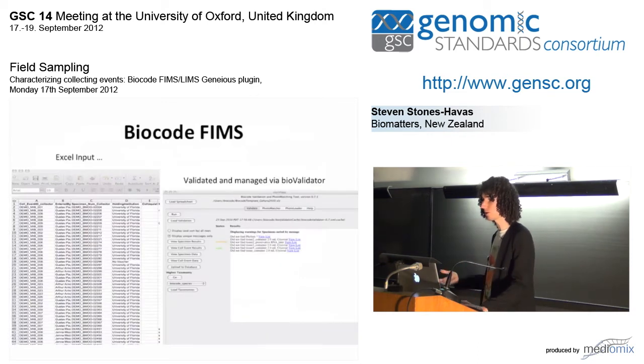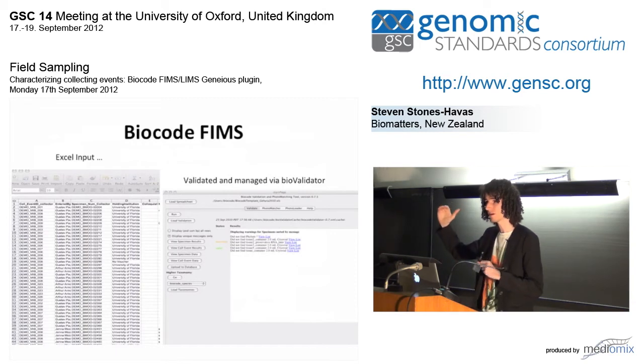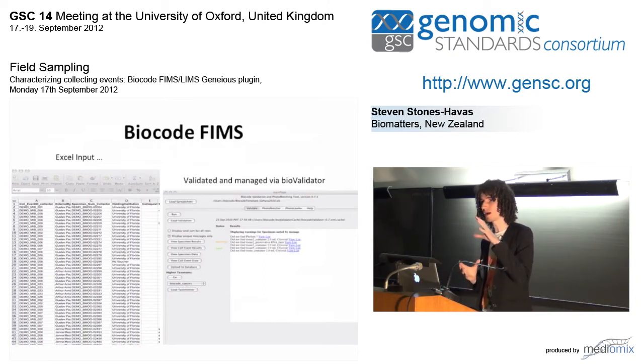The way that works is you have a template Excel spreadsheet and you fill in your specimen records as you collect them. Then you run it through a program called BioValidator, which takes a file describing the way the data is supposed to be formed and then validates it. So you can say, for example, that the lat long field has to comply to geospatial coordinates, or that the taxa field has to be one of a specific list of organisms.